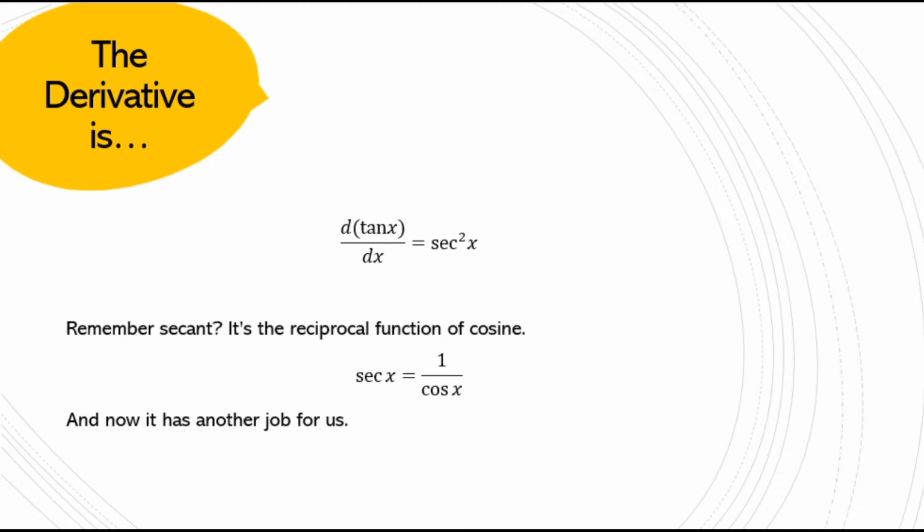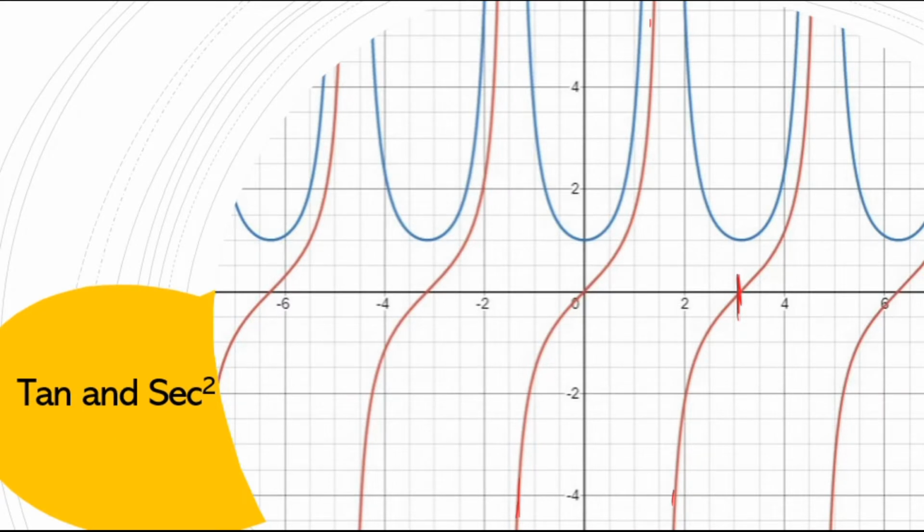So we recall that secant was the reciprocal of cosine, so we have it here, secant x equals 1 over cosine x, which means you could also write this as 1 over cos squared x, but we always like to keep it as simple as possible, so we use secant squared. So now, not only is it the reciprocal of cosine, it's also part of the derivative of tangent. And once again, just briefly, what are we looking at? We are looking at the graph of tan x in red, and the graph of secant squared x in blue.